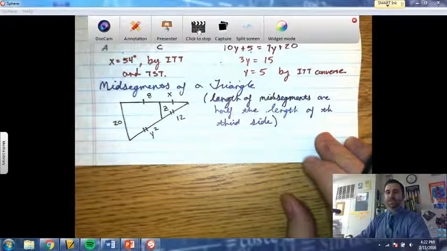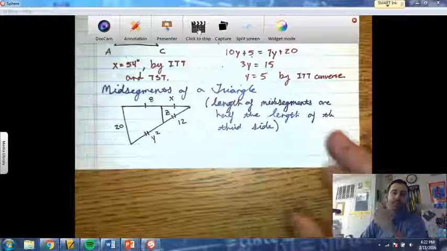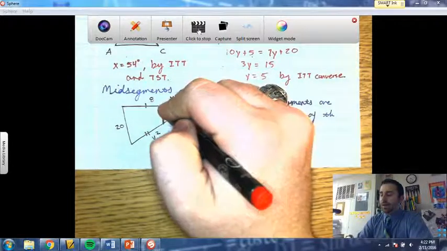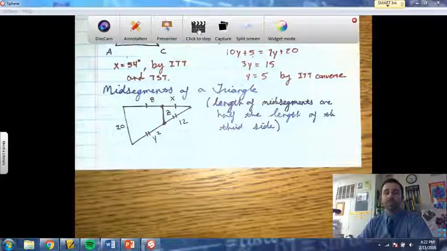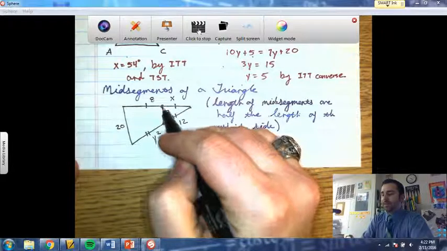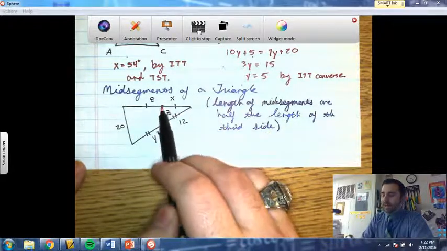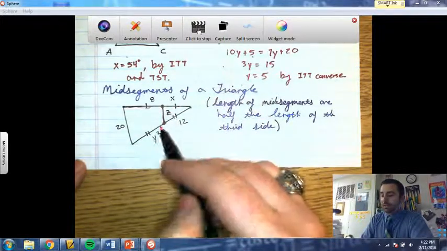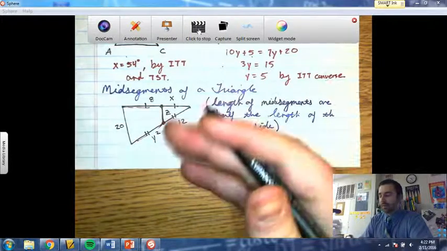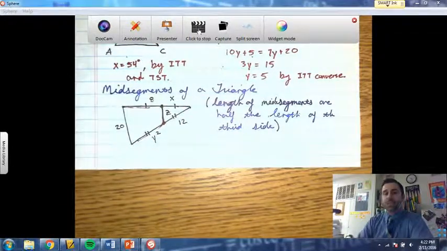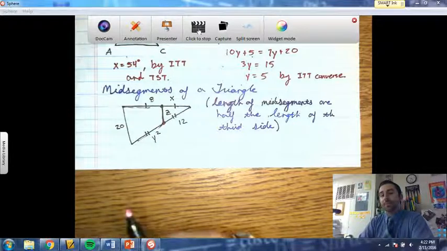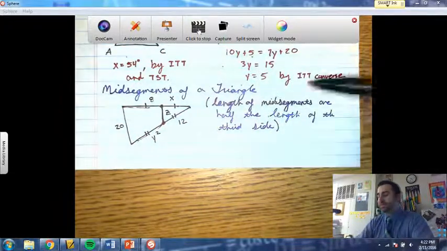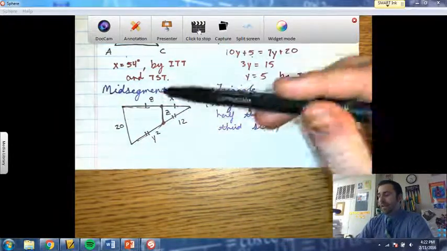The last kind of property or relationship we're going to look at are the midsegments of a triangle. Now, the midsegment is a segment whose endpoints are the midpoints of two sides. So we can see here that this midsegment Z has a midpoint making this side and this side of the triangle congruent to each other, and likewise on the other side. There are two properties here. The midsegment is always going to be parallel to the third side of the triangle, but more importantly for what we're going to use it for, the length of a midsegment is half the length of the third side.